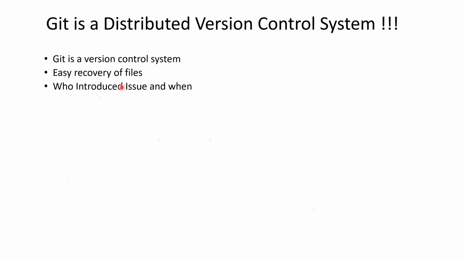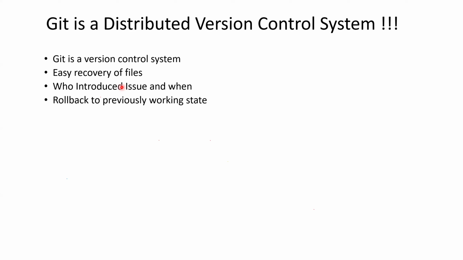Also, in Git, you have a provision that if someone changed a file and because of that change some issue occurred, you can exactly get to know who introduced that particular issue, and when that issue was introduced. There is also a provision that you can roll back, because it has all the versions that you have created. If there is any issue with the current version, you can simply roll back to the previous working version.